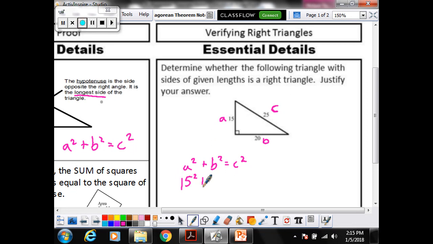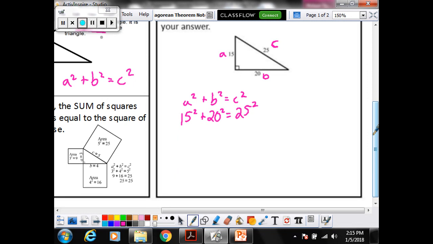So 15 squared plus 20 squared equals 25 squared. So now we just need to solve this equation and find out if both sides equal. 15 squared is 225, 20 squared is 400, and 25 squared is 625. 225 plus 400 gives us 625. And 625 comes down. And so now we look at it, 625 equals 625. That is a true statement.